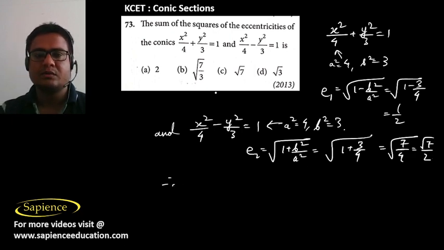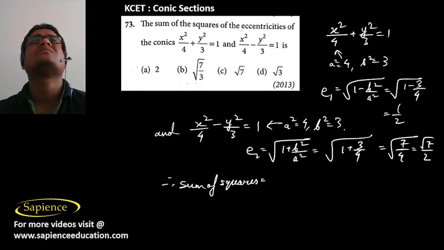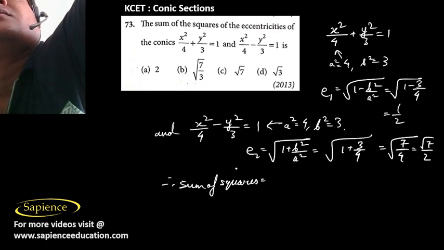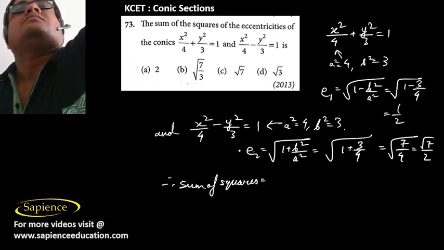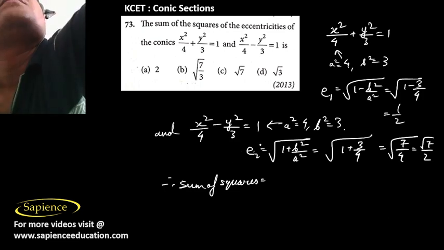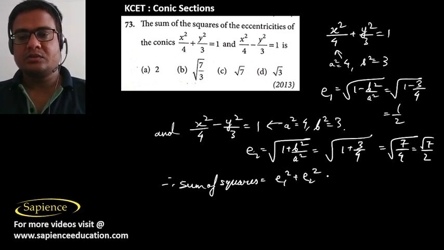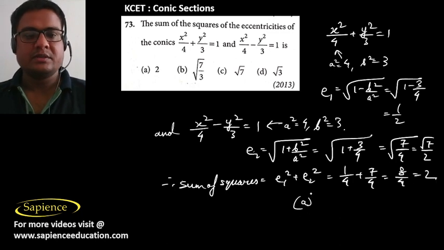So the sum of the squares of the eccentricities will be equal to E1 square plus E2 square. So that will be equal to 1 by 4 plus 7 by 4. So this will be 8 by 4, which is equal to 2. So option A is the correct answer.